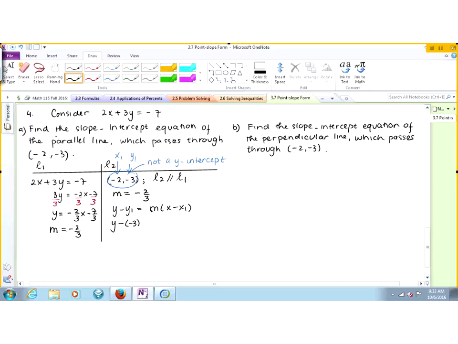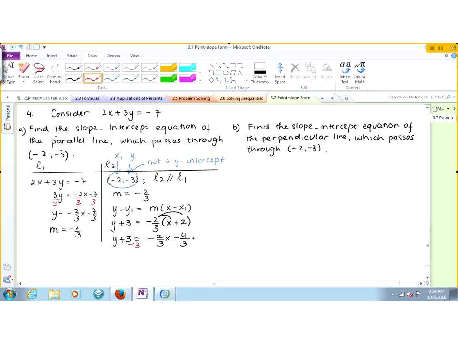Y minus -3. What is minus -3? Okay, usually I don't write these, so I'm just going to write plus 3 directly. That's supposed to be minus -3. Is equal to -2/3 times x minus -2. What is x minus -2? Okay, good. So now let's continue. So y plus 3. Now I'm going to distribute this. Equals -2/3 x. Now when I distribute 2 times 2, what do I have? Minus 4 over 3.